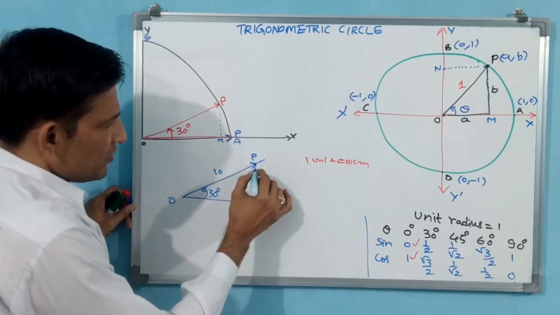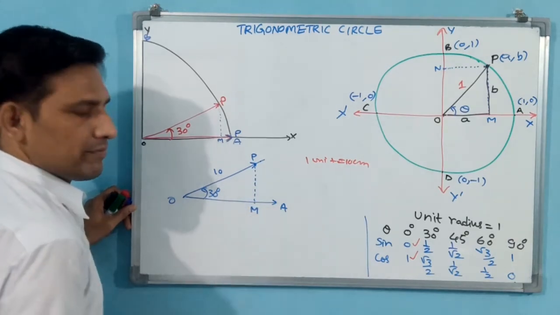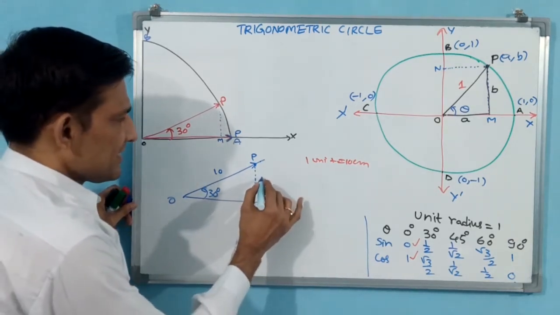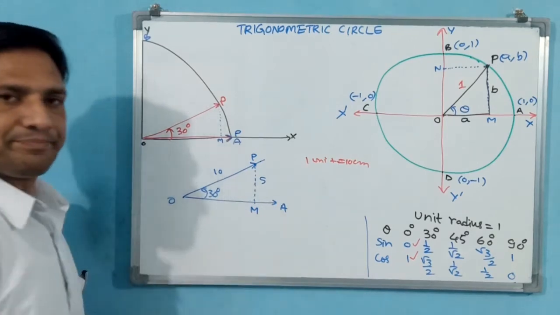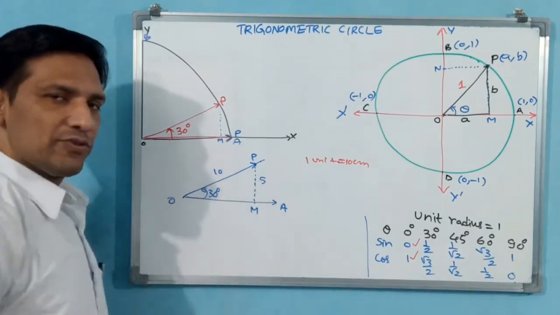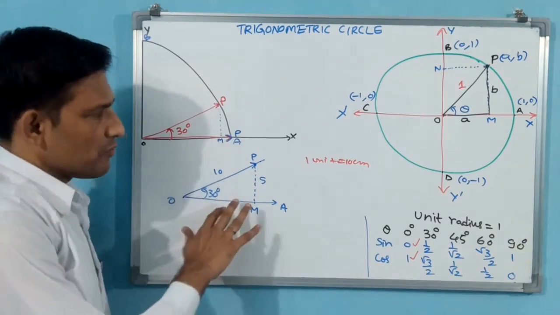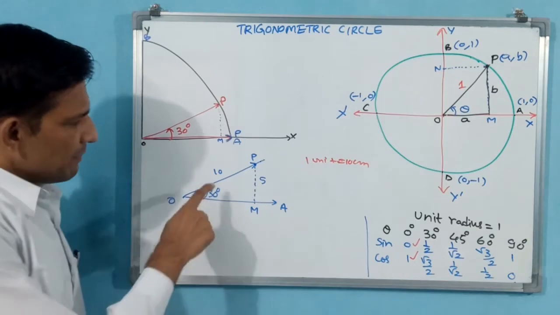Then you draw one parallel line here. It will touch M. You measure this; it will be 5 centimeters. You understand now? This will be 5 centimeters. Afterwards you can measure this also, but even without measuring we can do it by formula. But let us see.